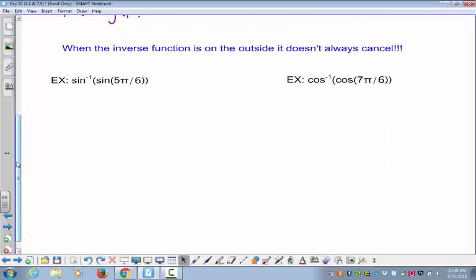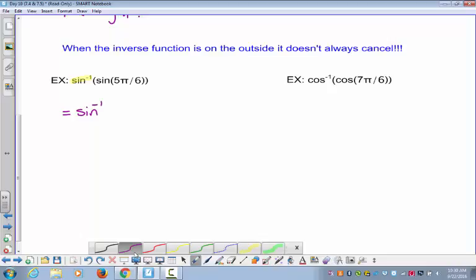So when the inverse function is on the outside, it doesn't always cancel. If we look at this one here, inverse sine is on the outside, and that is an angle on what part of the circle? The right side. Is 5 pi over 6 on the right side of the circle? No. 5 pi over 6 is over here in quadrant 2. Here it will not erase. So we go to the inside and just work our way out.